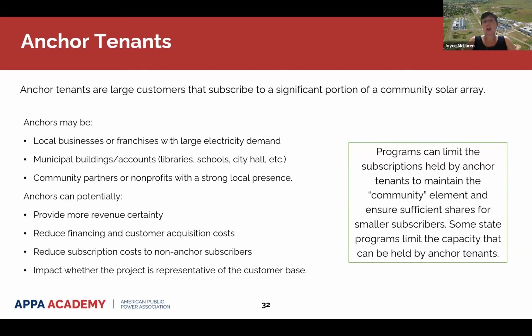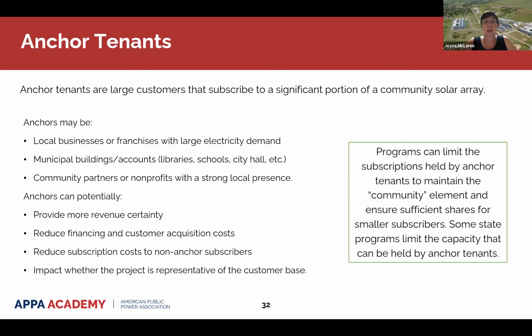So this anchor may be a local business or a franchise with a large electricity demand. It may be a municipal building or the city itself, perhaps a school system in your area. It might be a nonprofit organization that really has a strong local presence that wants to put itself out there as a supporter of the community solar project and help you maybe even with advertising and customer acquisition.